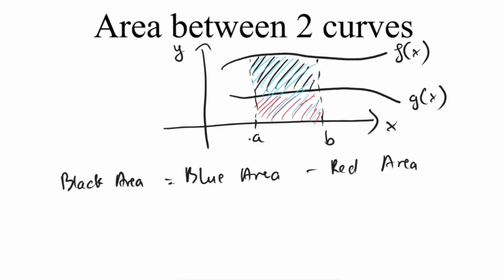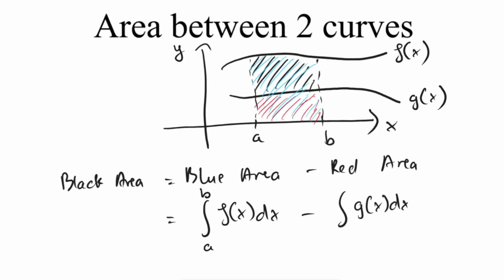Okay, if you notice, the blue area is the area under the curve of f of x over the interval a to b. So this is the integral of f of x dx from a to b. And the red area is the area under the curve of g of x over the interval a to b. So of course, the red area equals the integral of g of x dx from a to b.